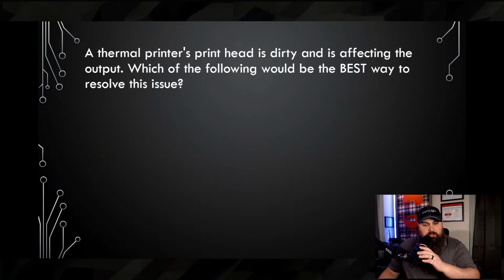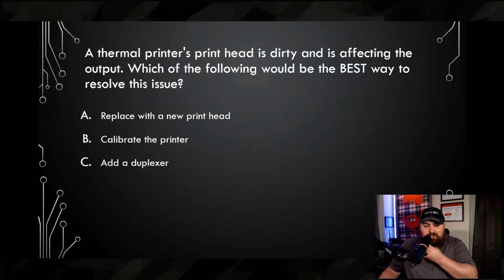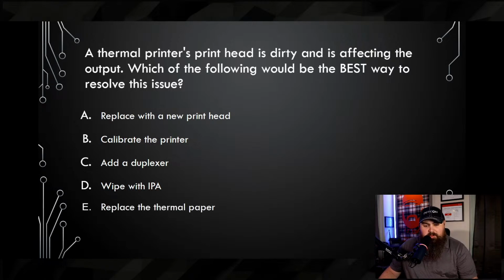A thermal printer's printhead is dirty, and it is affecting the output. Which of the following would be the best way to resolve the issue? A, replace with a new printhead. B, calibrate the printer. C, add a duplexer. D, wipe with IPA. Or E, replace the thermal paper. A thermal printer's printhead is dirty and affecting the output. Which of the following would be the best way to resolve the issue?